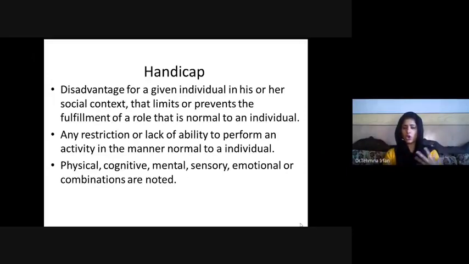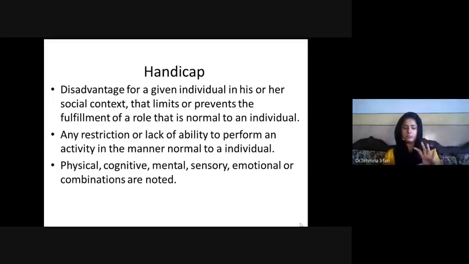Then what is cognitive? A person cannot memorize what he has done in the past. He doesn't know his mother, his father, his siblings, and his job routine, etc. That is a type of cognitive handicap. Then what is mental? A person is suffering from a mental disorder, for example bipolar disorder. The person behaves like a child at one time and an older man at another, so bipolar disorder.